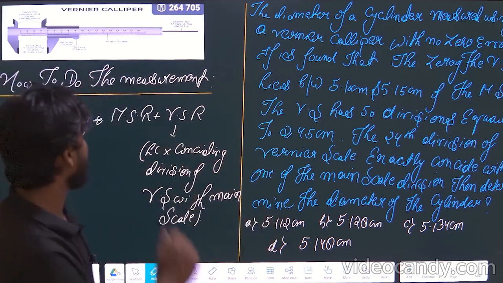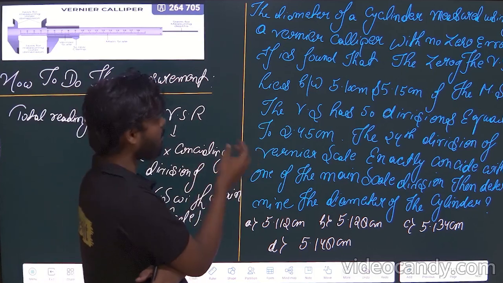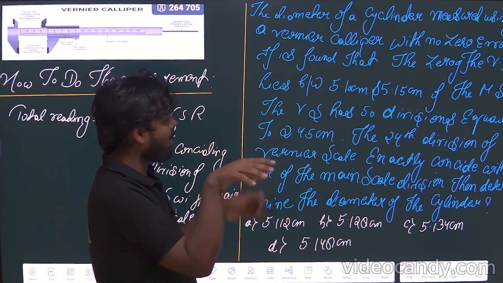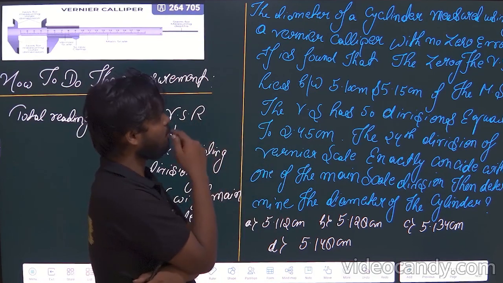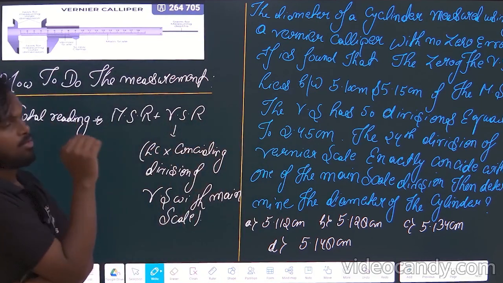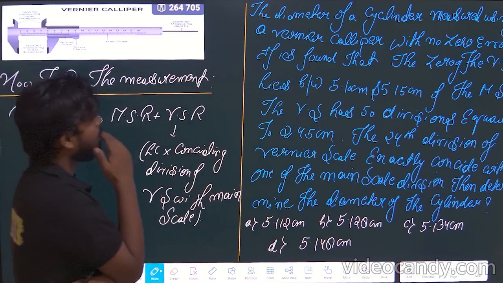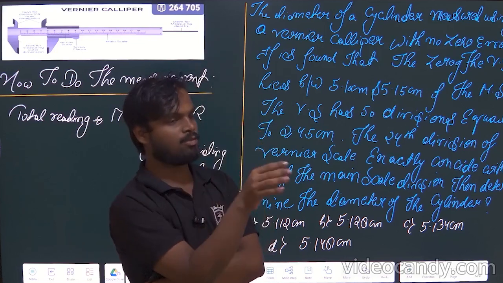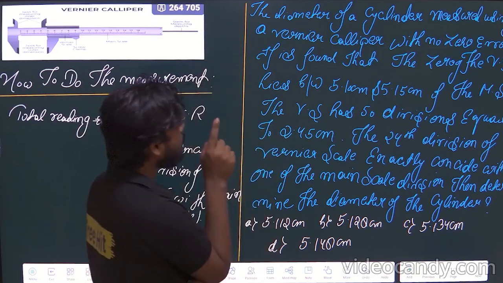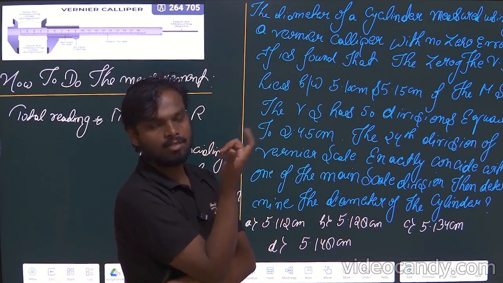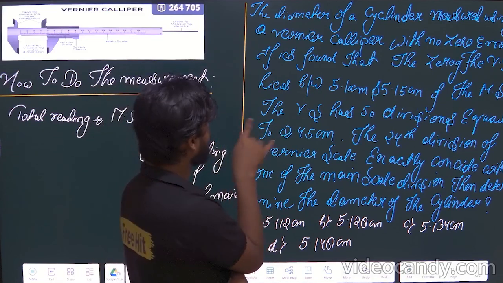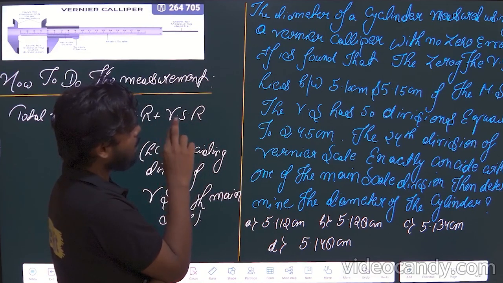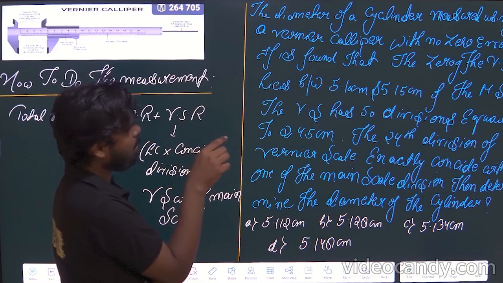Now for JEE, let's think how to solve this, because even if you know the formula you cannot solve it, since there is no similarity between the main scale division and the vernier scale division. Let's read the question line by line. The diameter of the cylinder is measured using a vernier caliper, with no zero error. I don't understand that yet, let's leave it. Next line: the zero of the vernier scale lies between 5.10 centimeter and 5.15 centimeter.